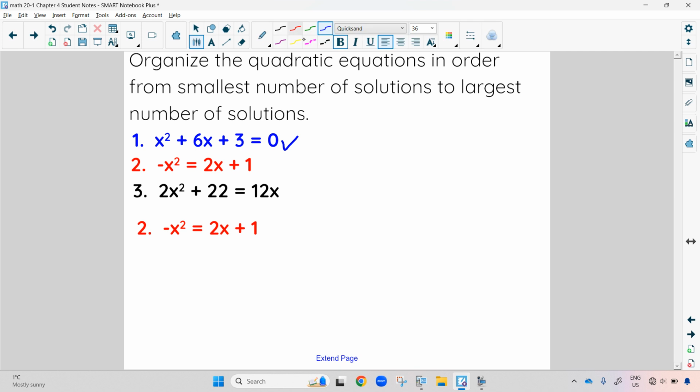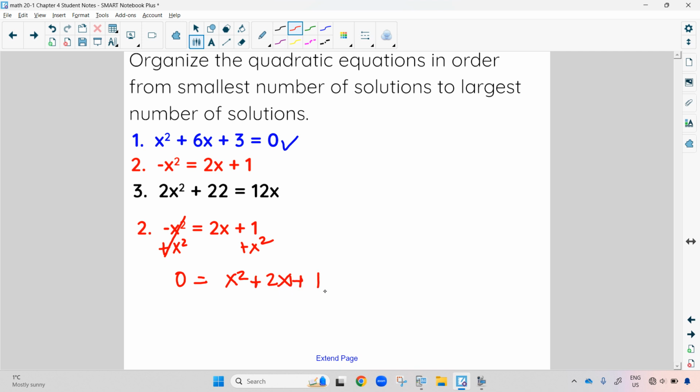So I'm going to set this one equal to 0. And you can move it to 0 on either side. You'll still get the right answer. I always try and move the smallest number of terms. So negative x squared and positive x squared, that's just 0. And this will be equal to x squared plus 2x plus 1. So that's now set to 0, and I'm good to go on that one.